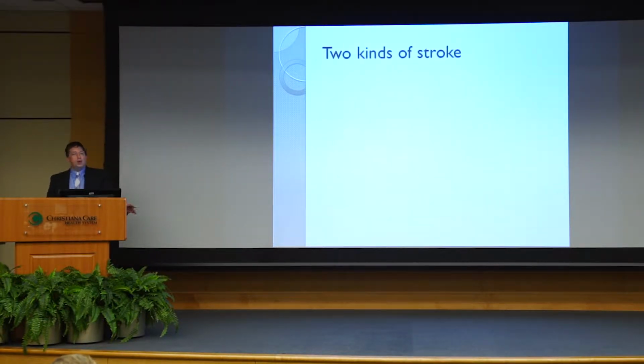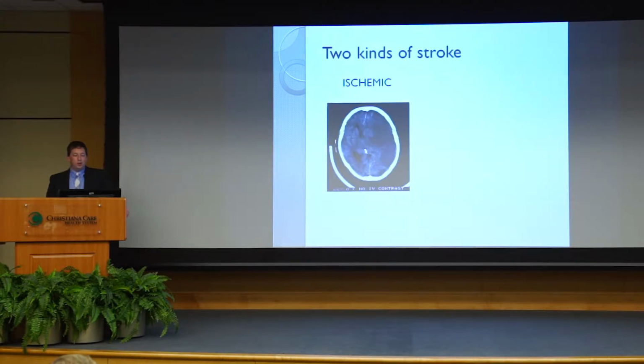And there are two kinds of stroke. The first kind is called an ischemic stroke. And this is a CAT scan picture of a brain. You can see there's a part of the brain that I'll tell you is very dark and abnormal. This part of the brain has actually died, and that's due to starvation of oxygen and nutrients due to blockage of blood flow to that part of the brain.